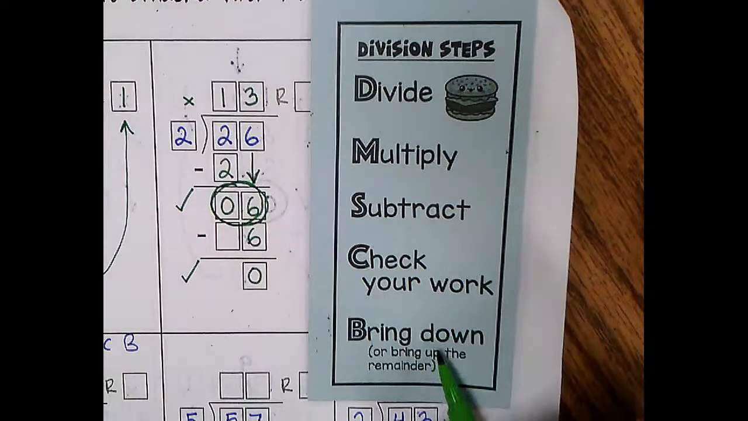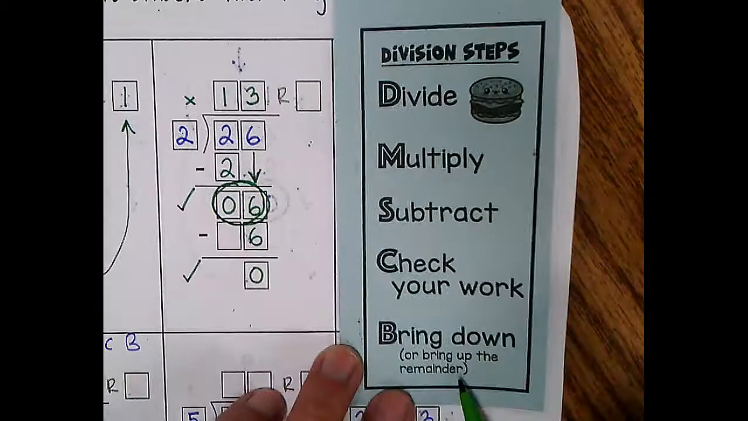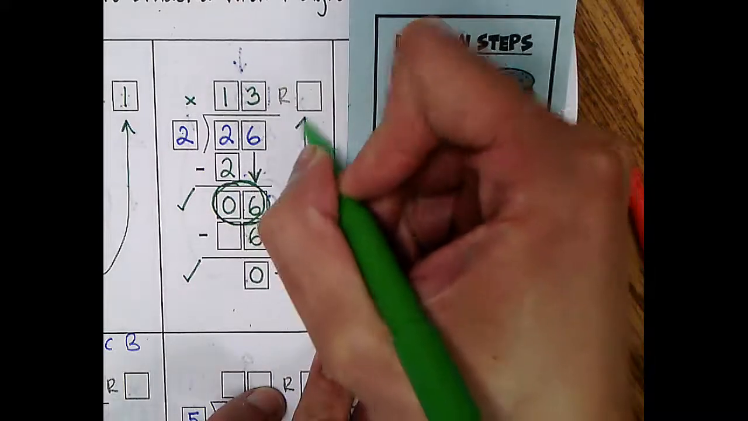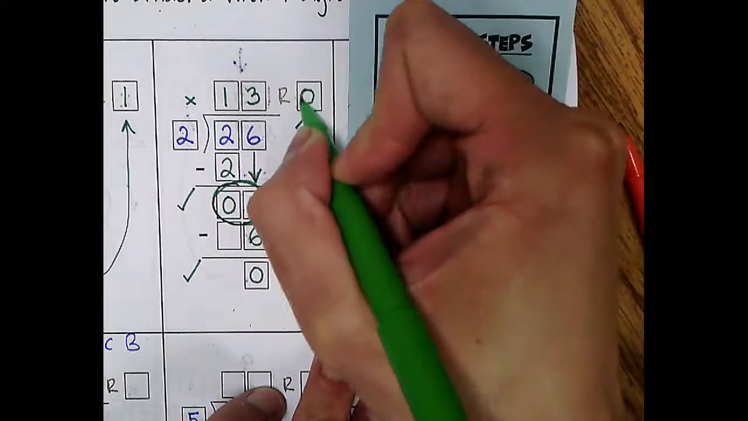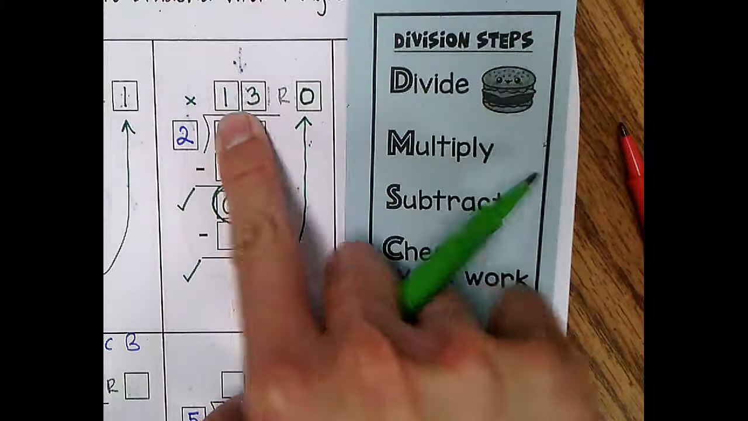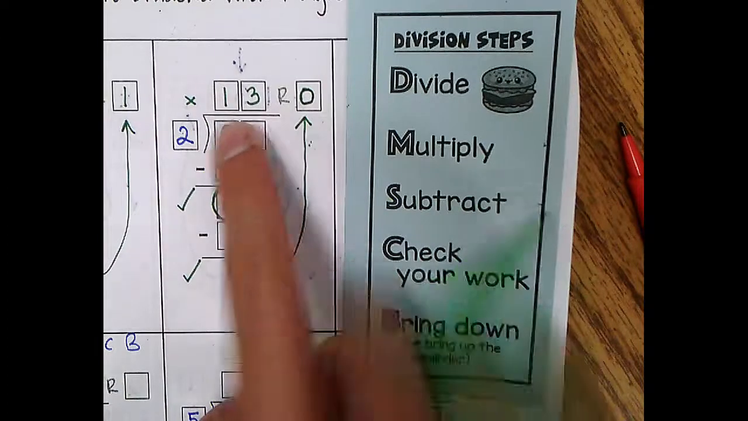Bring down the next digit, but we don't have any more digits. So what we're going to do is bring up the remainder. So this is our remainder, but really it's a 0. We don't have a remainder, but it's good practice to just bring it up anyway. So our answer is 13, or we can say 13 remainder 0.